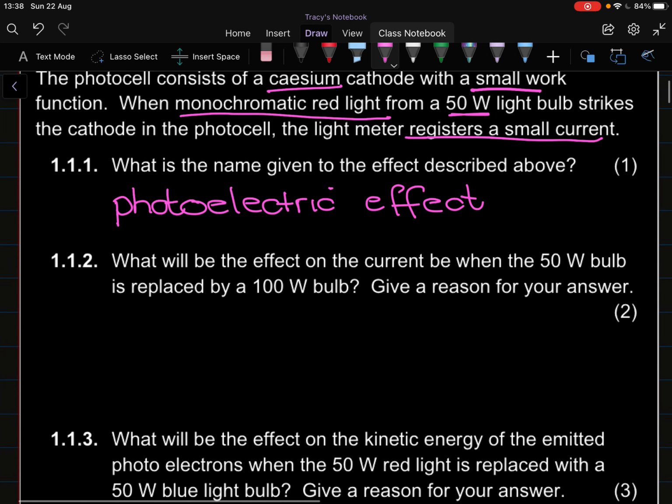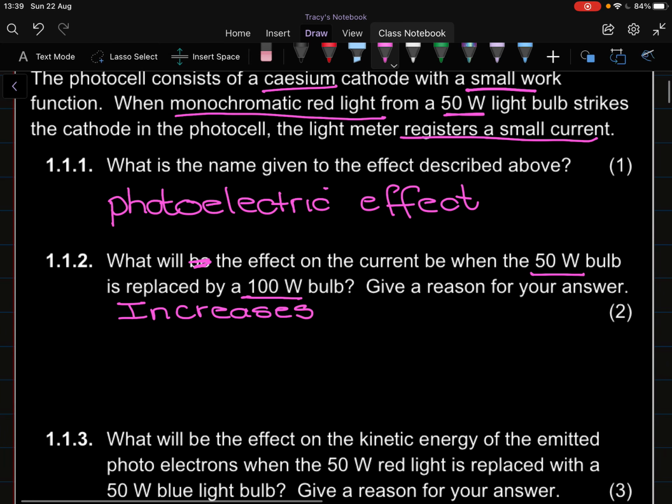Then they ask you, what will the effect on the current be, ignore the very bad grammar, when the 50-watt bulb is replaced by a 100-watt bulb. So what we've done is we've increased the brightness. By making it brighter, we will have more electrons emitted per second, so the current will increase. So what's the effect? It increases. Okay? Why?